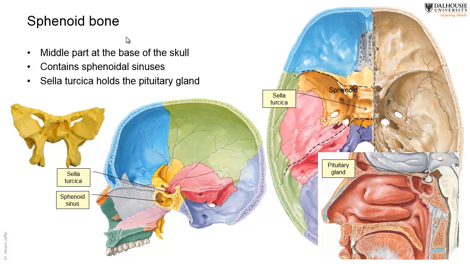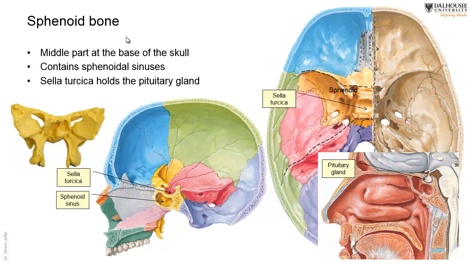The upper part of the sphenoid bone has a fossa. If you look at it from the medial side, from the sagittal section, you will see this fossa. It's called the pituitary fossa, or the sella turcica, which means the Turkish saddle, because it looks like a saddle of a horse. So they call it the sella turcica, and it houses and protects the pituitary gland.